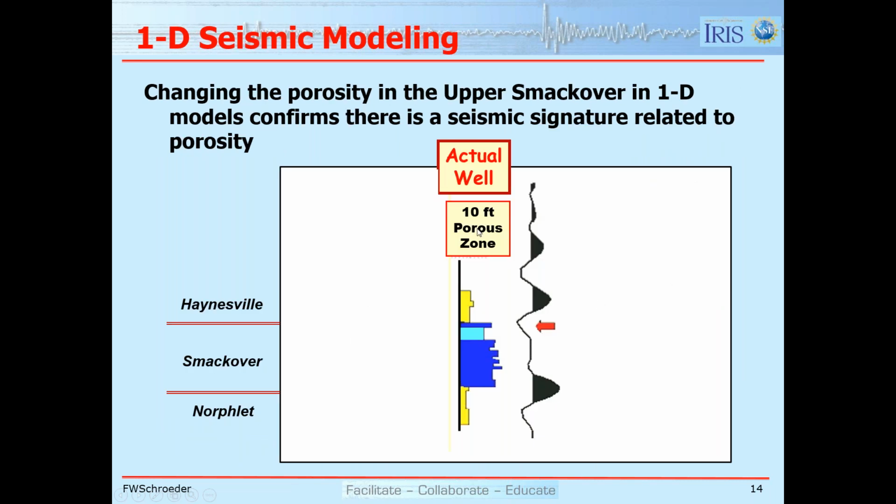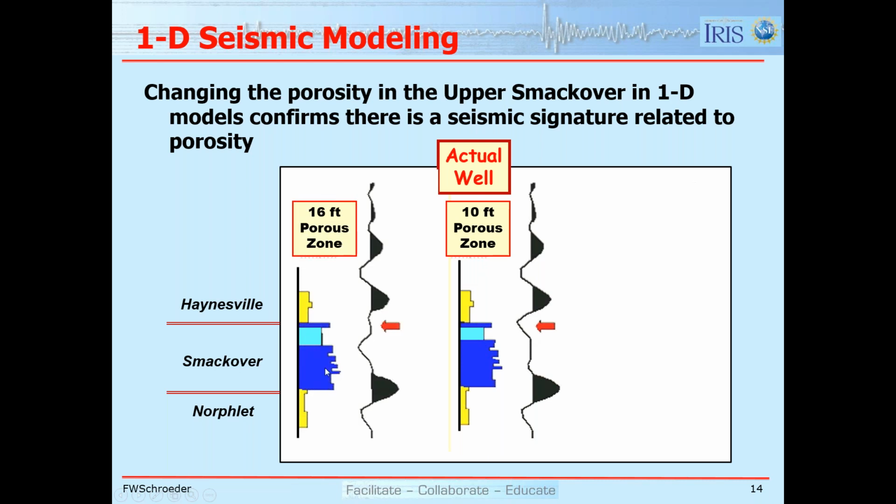Here is an example from the same data set or data area. The actual well had 10 feet of a porous upper Smackover, and this is the modeled seismic response, and so this is the trough corresponding to the top of the Smackover. I can do a what if, I can do some editing, and instead of 10 feet, I can make the porous zone 16 feet and model what response that would give.